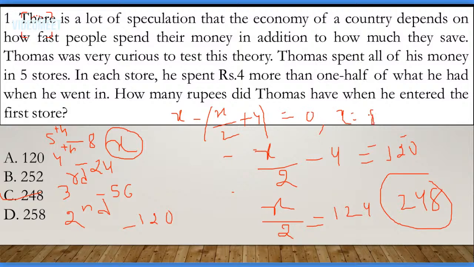Now similarly for the fourth, x/2 - 4 is equal to 8, then x/2 - 4 is equal to 24. x/2 - 4 is equal to 56 for the third, and x/2 - 4 is equal to 120 for the second store. Now for the second, 120, we got x/2 - 4 is equal to 120, x/2 is equal to 124, and x is equal to 248. That means the correct answer of this question is C, it is 248. Now we will move on to the next question.